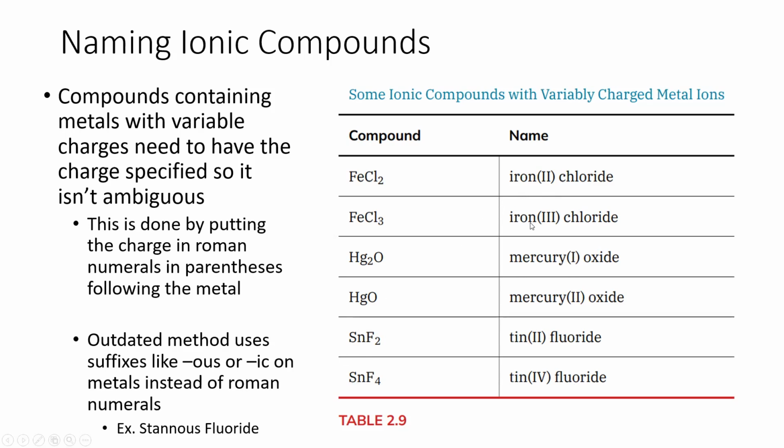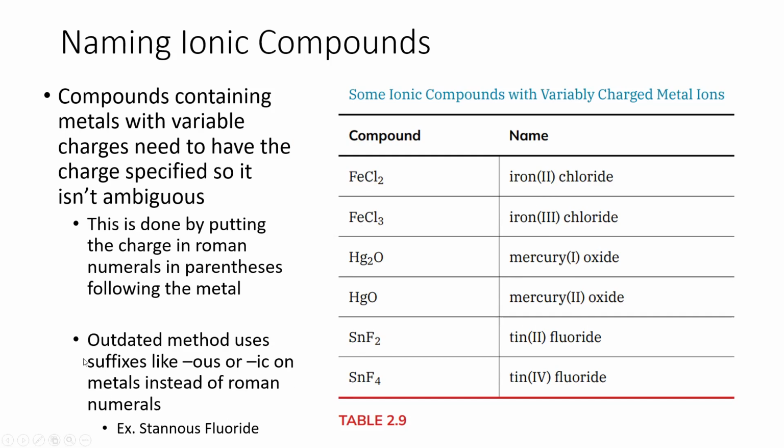So iron 2 versus iron 3 is just iron having a +2 charge in the first one and a +3 in the second one, where each of these mercury is going to be +1, while this lone mercury is going to be +2. And then the same thing, 2 and 4 here. Tin 2 fluoride is going to be a tin with a +2 charge. Tin 4 fluoride is going to be a tin with a +4. And like I said, we'll see exactly how we can go through and get those.